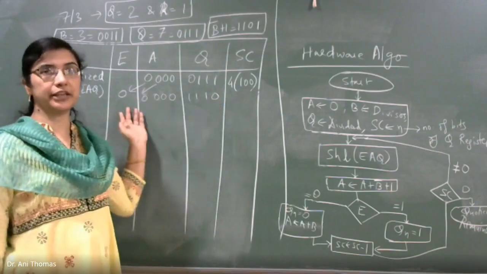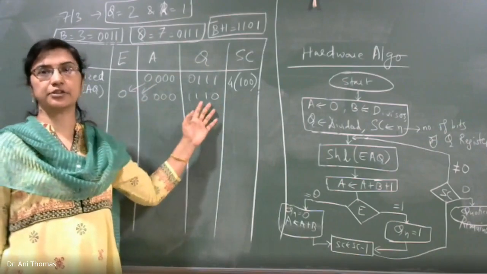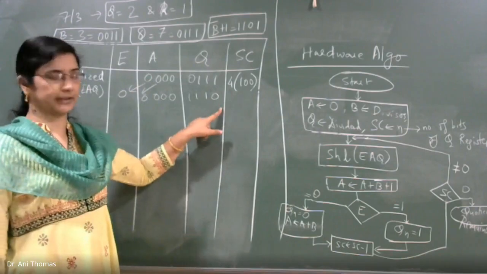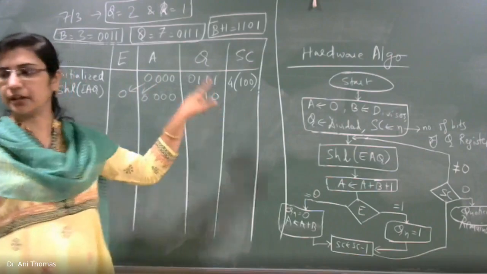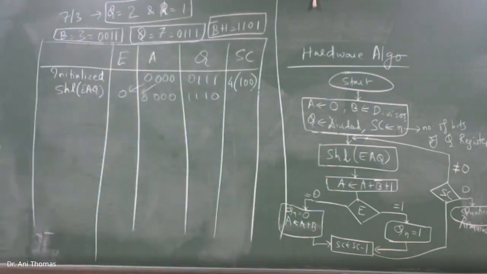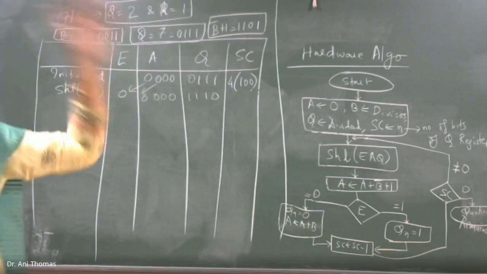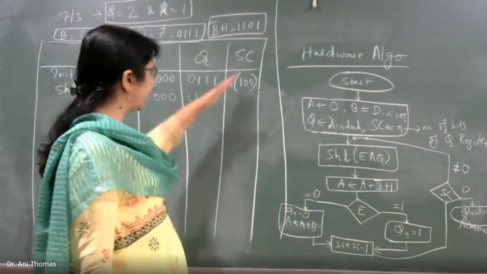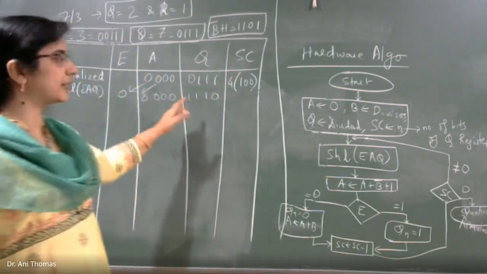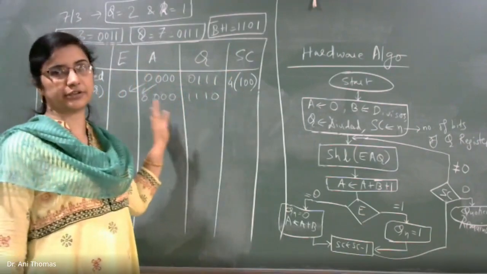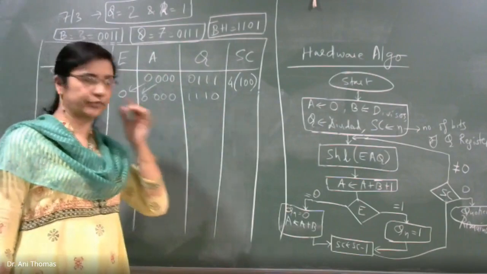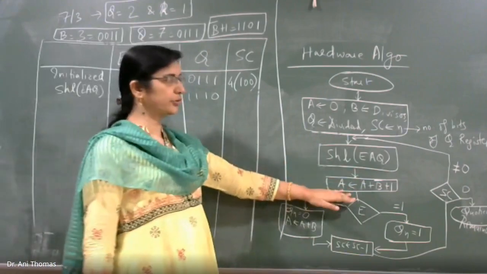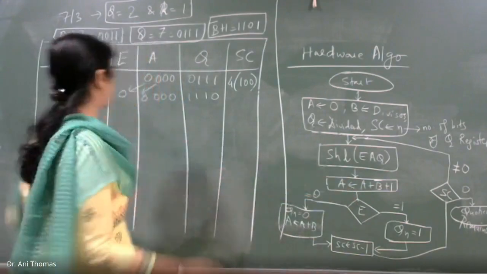Depending on the value of E, we will decide after subtraction whether this bit will be 0 or 1. Initially, we fix it to be 0 for the first time, because for a left shift you need to insert one bit from the left. So we are inserting 0. Next, what we have to do is A plus B bar plus 1.